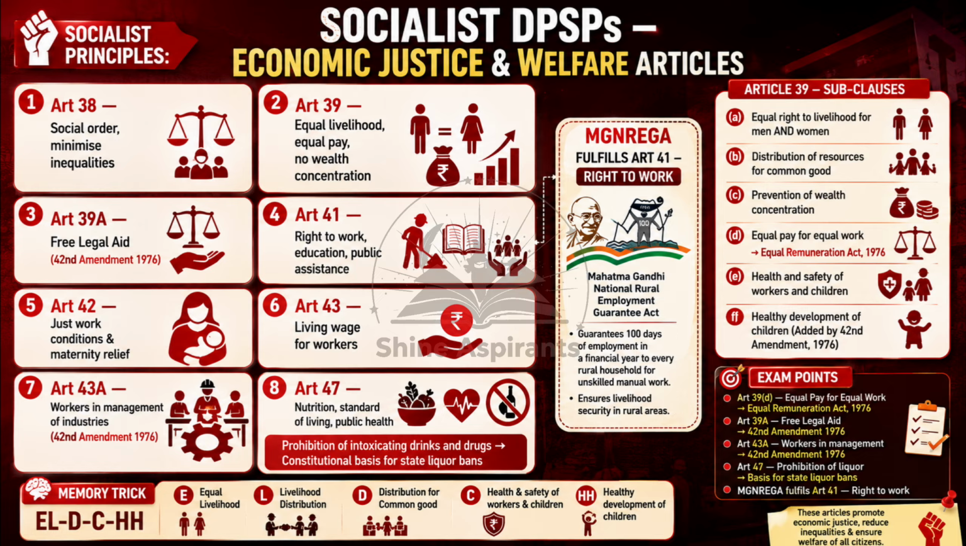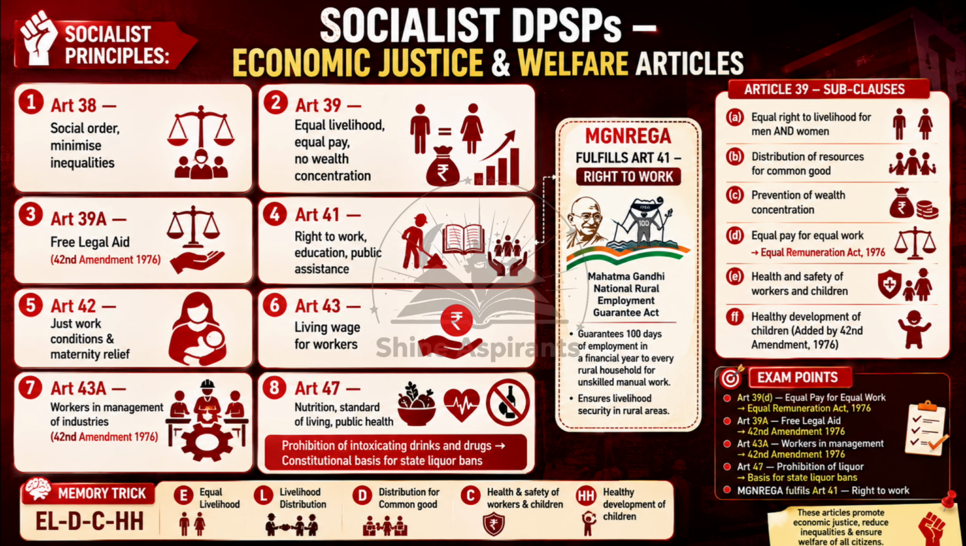My notes specifically mention this: the participation of workers in the management of industries was added by the 42nd Amendment Act, 1976. Article 47: raise the level of nutrition and standard of living and improve public health. It also talks about prohibition of intoxicating drinks and drugs, which is why states can impose liquor bans under this article. Now here's a beautiful UPSC connection from my handwritten notes.